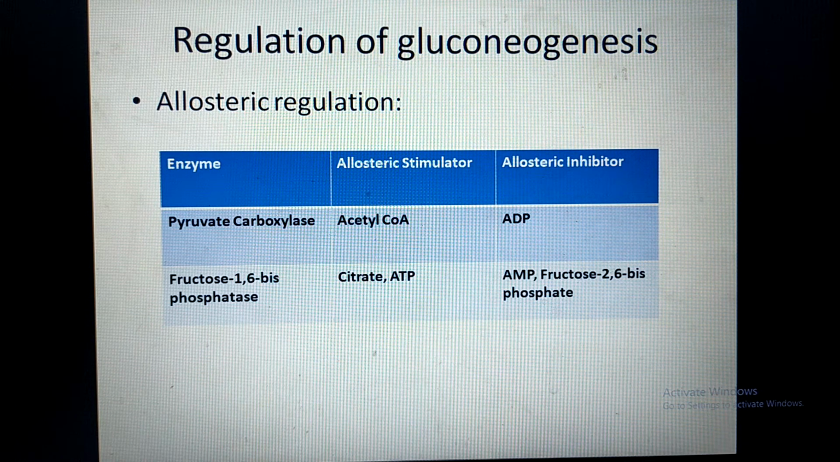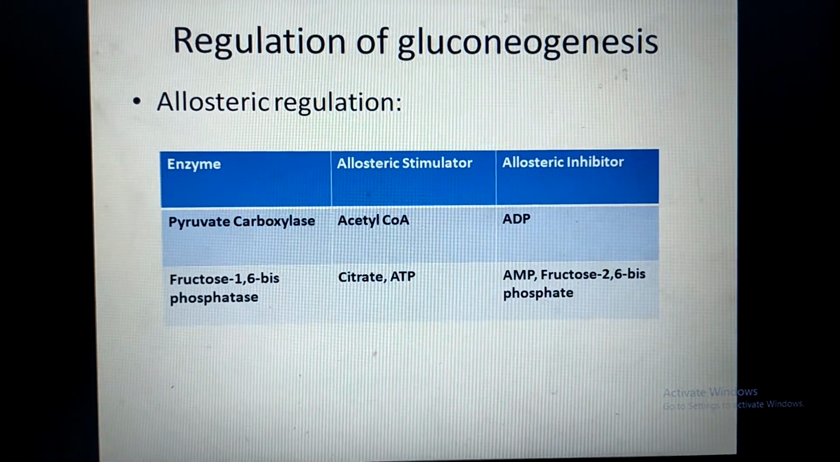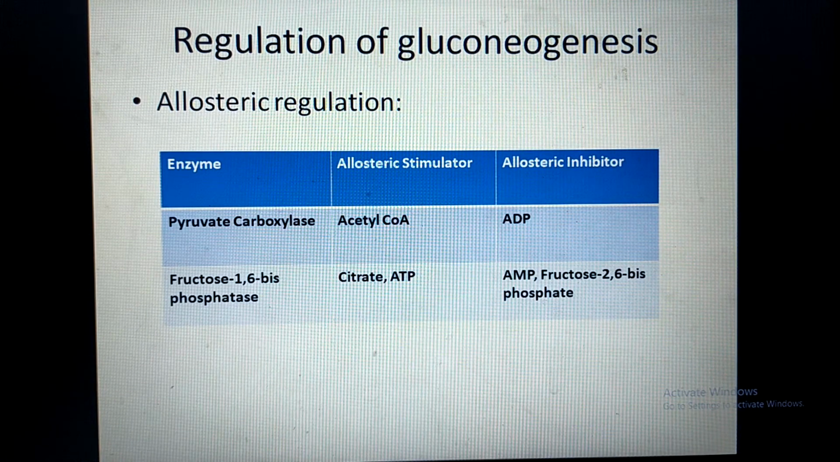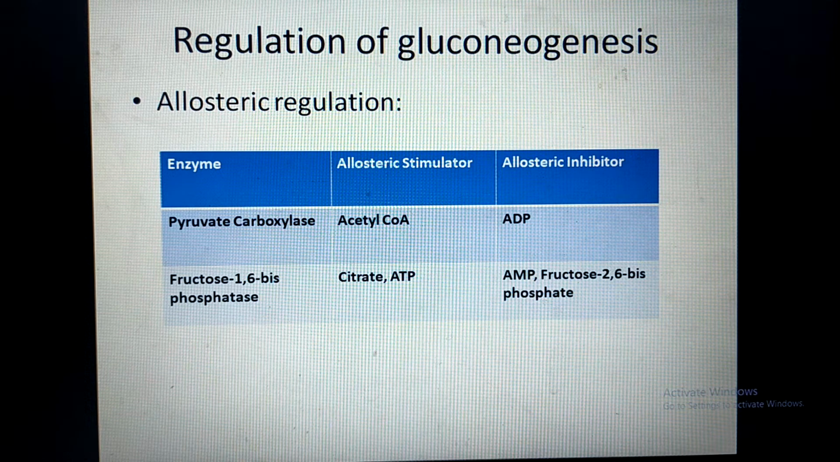First is pyruvate carboxylase, stimulated by acetyl-CoA. When the concentration of acetyl-CoA increases inside the mitochondria, it indicates that the patient is in the fasting state. This is because in the fasting state, fatty acids are oxidized to form a large amount of acetyl-CoA. So when the concentration of acetyl-CoA increases, it stimulates the enzyme pyruvate carboxylase and in turn the complete pathway of gluconeogenesis is stimulated.